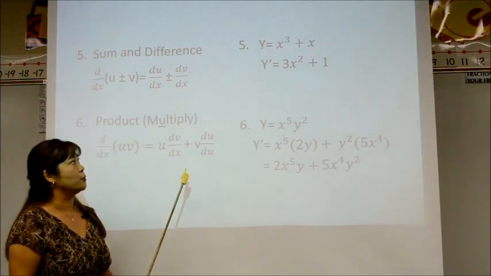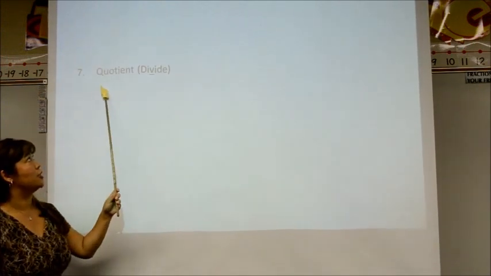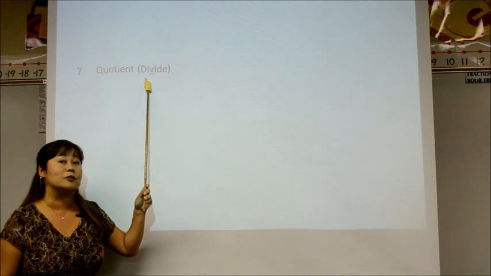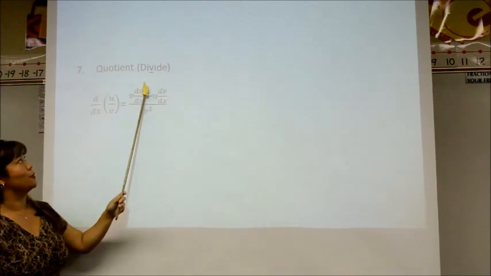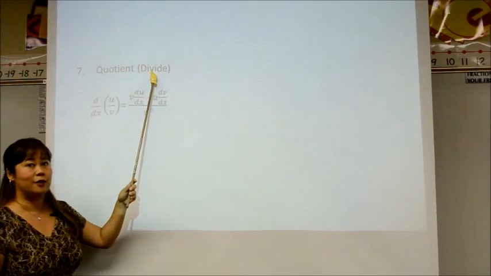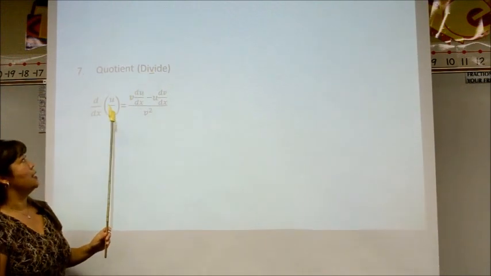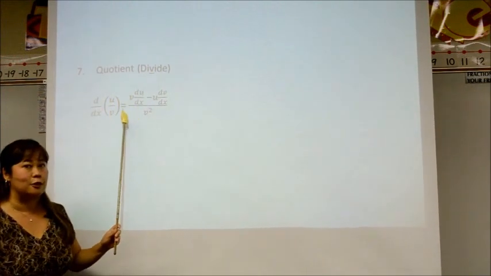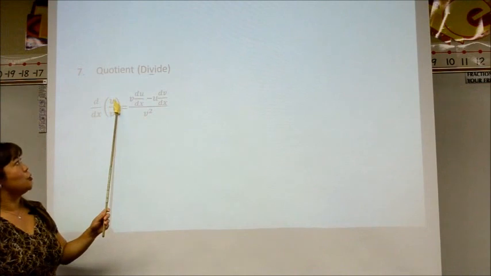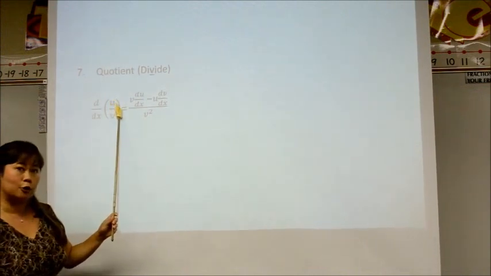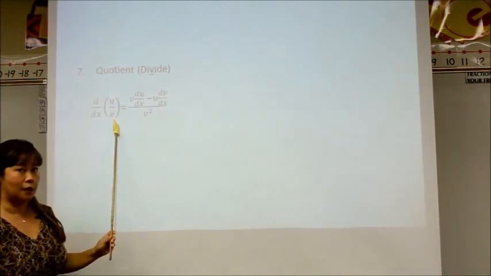Okay? Alright, last rule, rule number 7, which is the quotient. Now, quotient is the same thing as the word divide. So you guessed it, we're going to put v first because the word divide has the letter v in it. Okay? But here's the tricky part, and it gets a little messy, so pay attention to this. The numerator up here is going to be considered the u, the v is going to be considered the denominator.